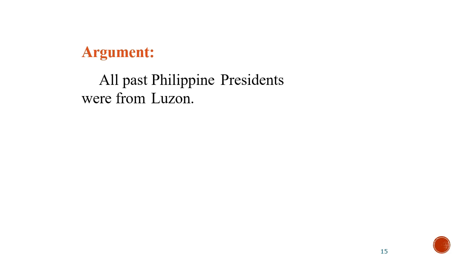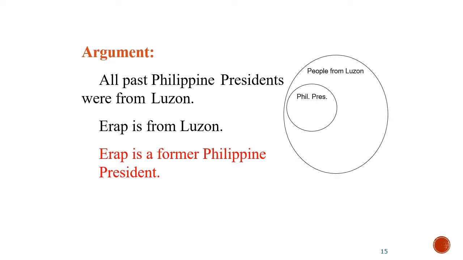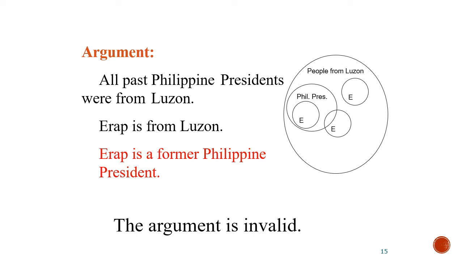Another argument: all past Philippine presidents were from Luzon. Erap is from Luzon. Erap is a former Philippine president. Okay? So illustrate it in a diagram. So this is the group of the Philippine presidents, the people from Luzon. So Erap is from Luzon. Erap can be here. Erap can be here. Erap can be here. So we cannot determine where Erap is. So we cannot conclude that Erap is a former Philippine president. Therefore, the argument is invalid.